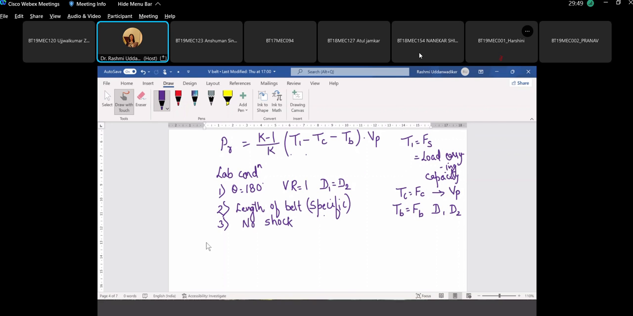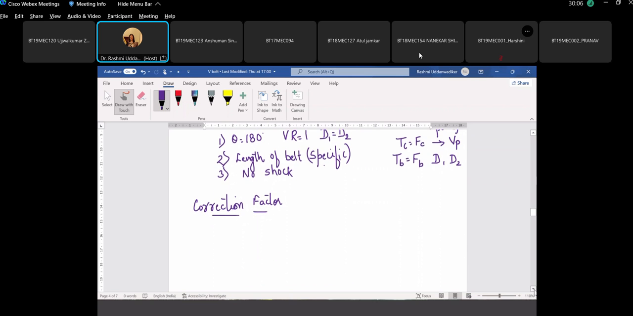So how would our problems be different? The practical conditions would be different, and so we have to use different correction factors. We'll see what these correction factors are first, and then we'll see while solving a problem how we incorporate them. Correction factors are used because the real life conditions are different from the lab conditions. They are not the same. So these correction factors are required. The first correction factor is the angle of contact factor, K theta.